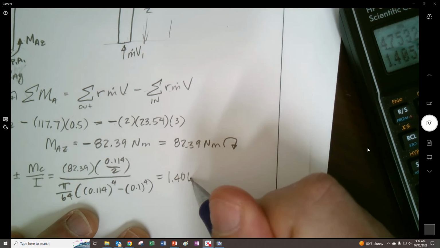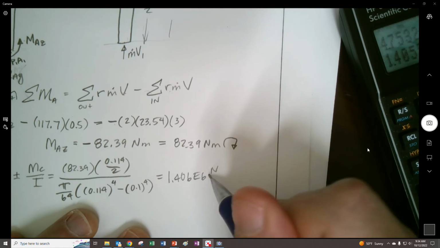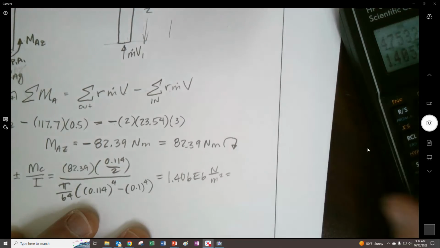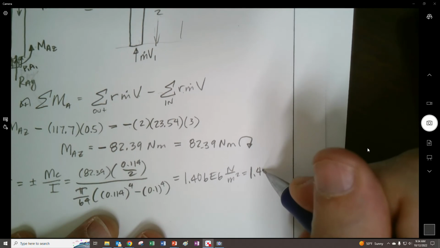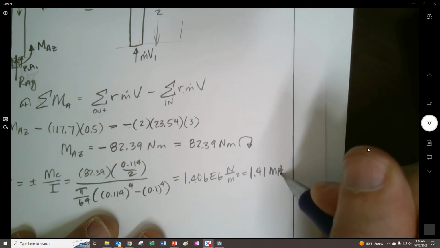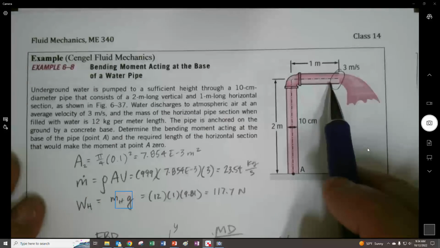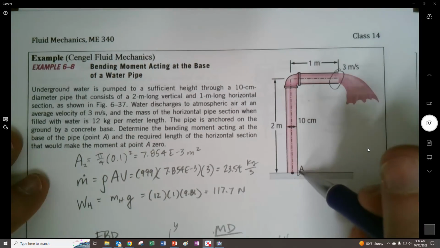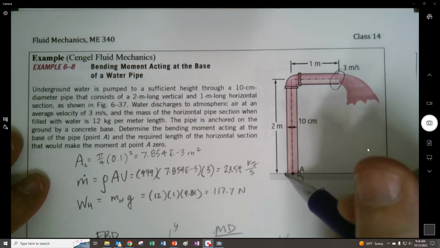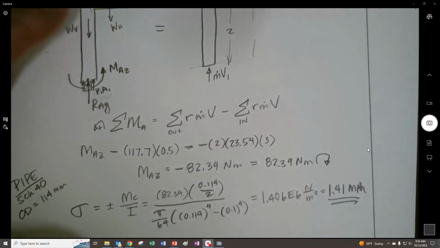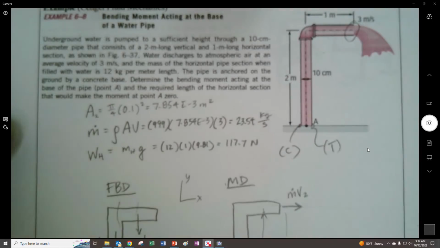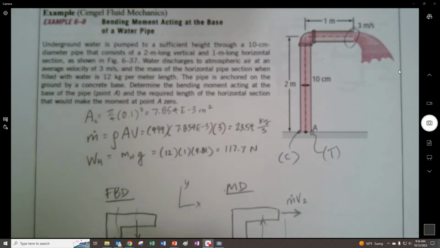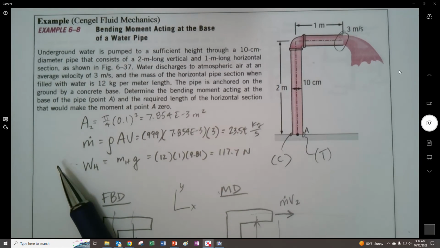1.40, call it 6, e to the 6, and these are Newtons per square meter, so that's a million. So that goes to 1.41 megapascals. So that's going to be what the stress on the pipe is. Because this thing is pushing it out that way, it's going to try to push the pipe over there. So we're going to have tension right here, and compression right there, of this amount. So there we go. It's a practical application of this momentum, angular momentum causing a moment.